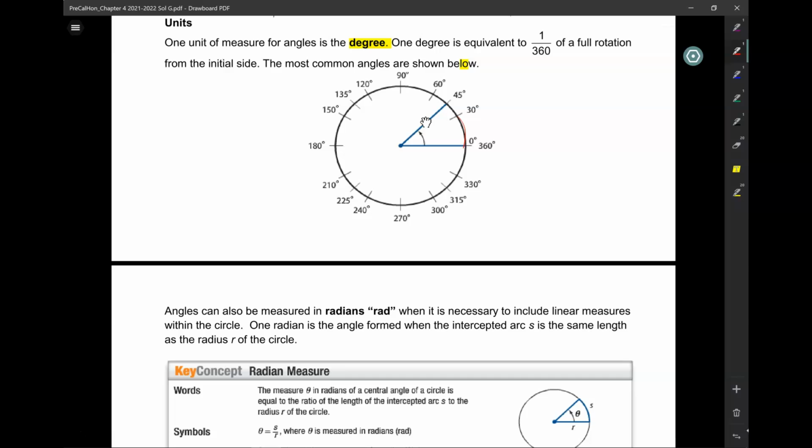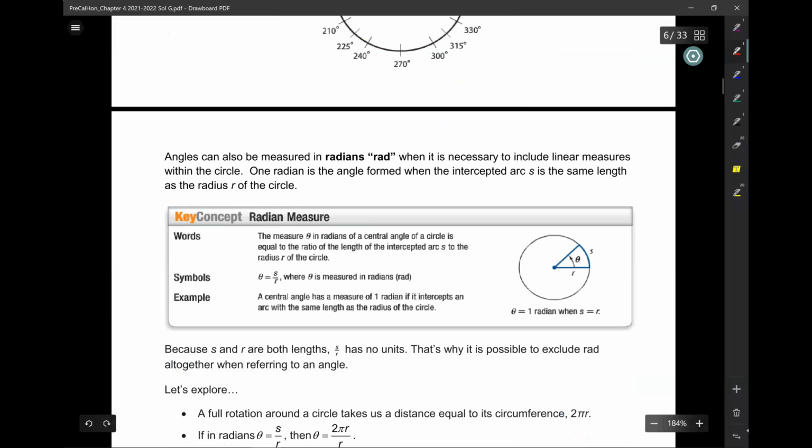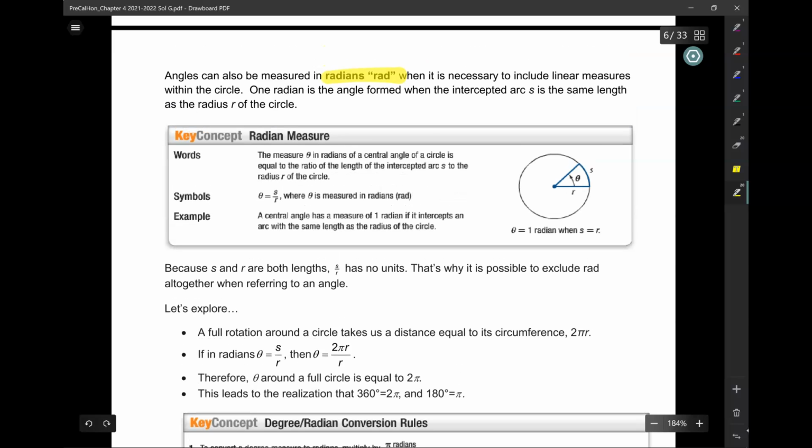All right, so you can see here, as you go around the circle, you have your 0 degrees, 90, 150, 180, all the way around to 360. Okay. The second unit of measure for angles are radians, abbreviated as rad. Okay. What is a radian?